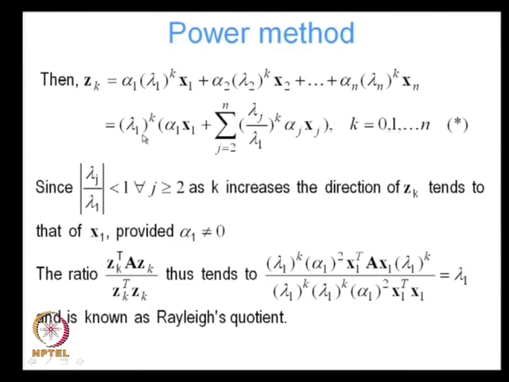Similarly, if lambda 1 is greater than 1, in that case lambda 1 to the power k, if k is sufficiently large, would become very large. It will become infinitely large for a sufficiently large number of iterations. In that case also z_k would not be tending to x1. So, what do we do to solve that problem?